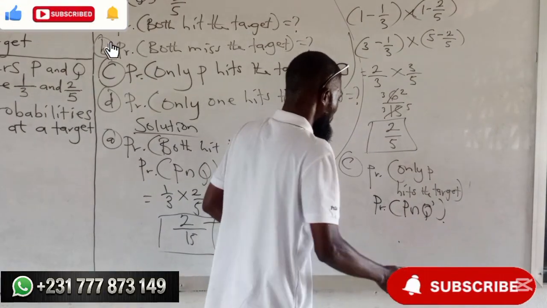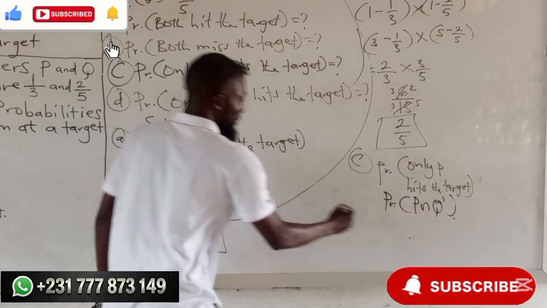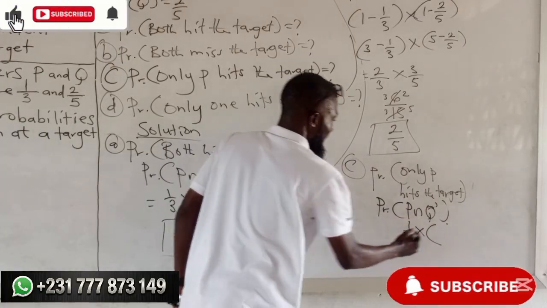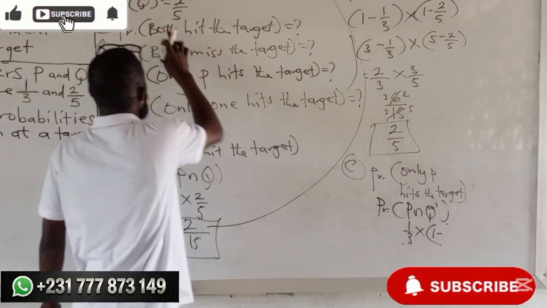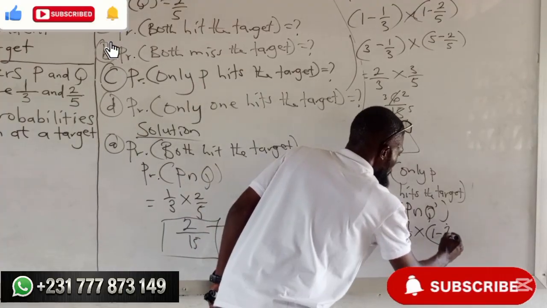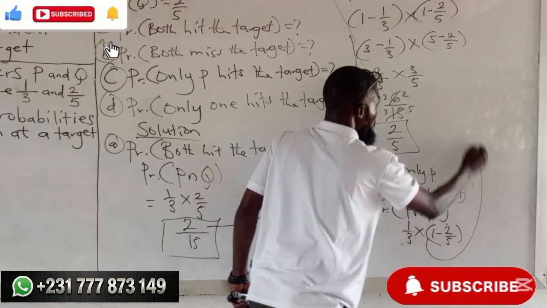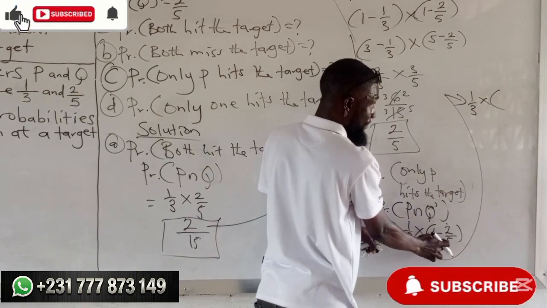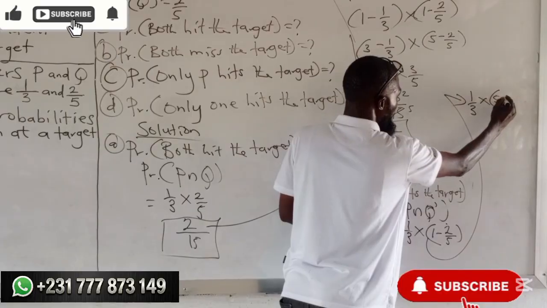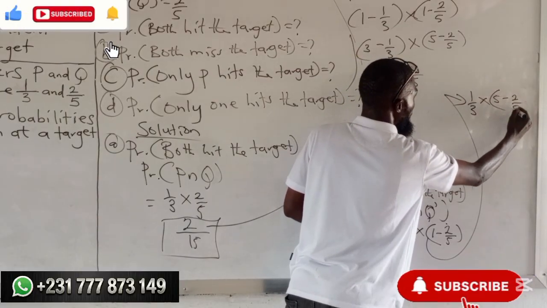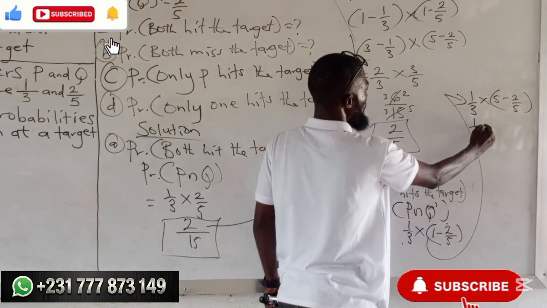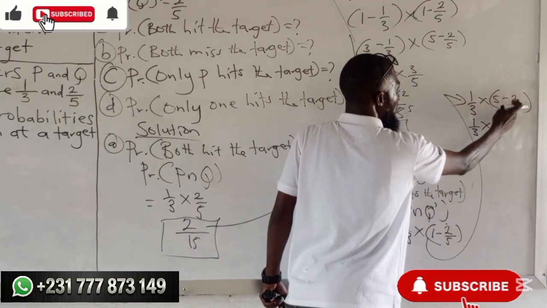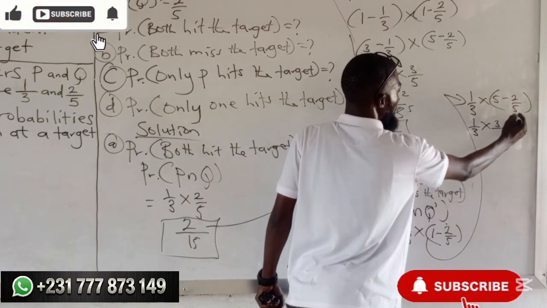So on this note, we'll be expressing P hitting the target as 1 over 3 times (Q missing the target is 1 minus the probability of Q, which is 2 over 5). What do we do? We say 1 over 3 times (1 times 5, and 5 times 1, automatically we get 5 minus 2 over 5). What do we have? 1 over 3 times, subtracting 2 from 5, automatically we have 3 over 5.